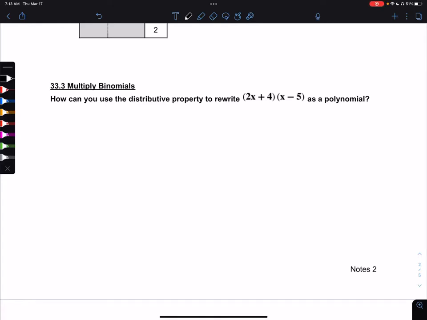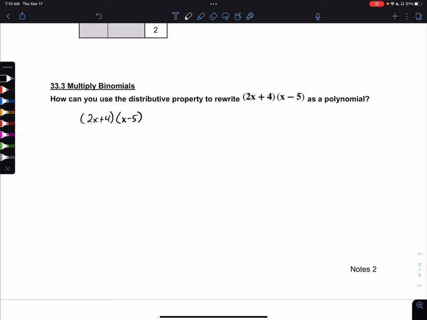In this video, we're going to look at topic 33, example 3, multiply binomials. So how can you use the distributive property to rewrite 2x plus 4 times x minus 5 as a polynomial? So we're going to take this 2x plus 4 and multiply that by x minus 5.